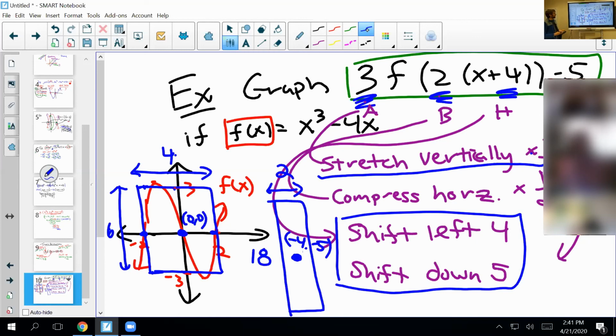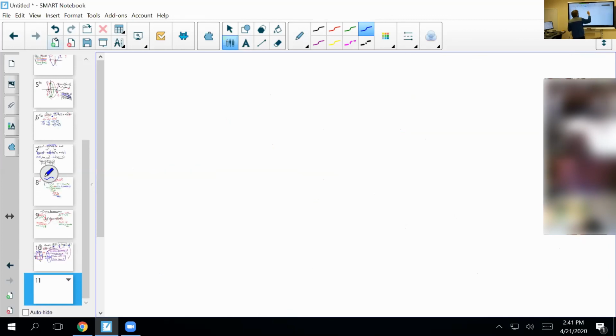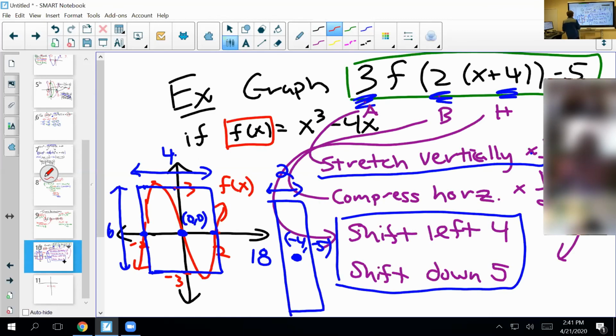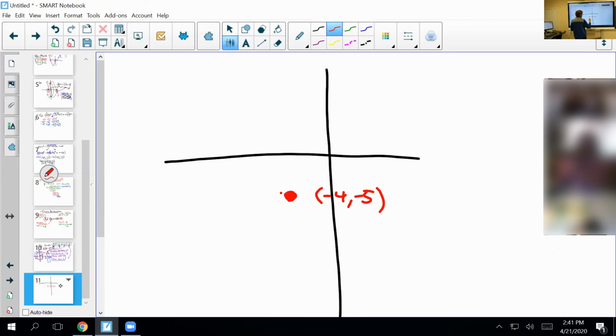So let me draw this a little bit more accurately on the new page. This new box gives me the information I need to graph this. This is just a sketch, obviously, but here we're at the point -4, -5. And this is in the middle of a box that's just 2 wide and 18 tall. If it's 18 tall, I need to go up 9 and down 9.